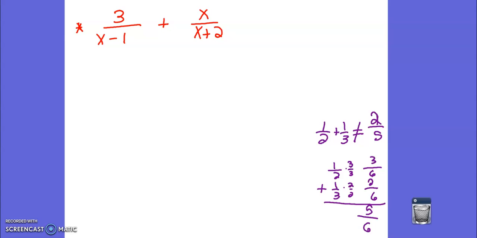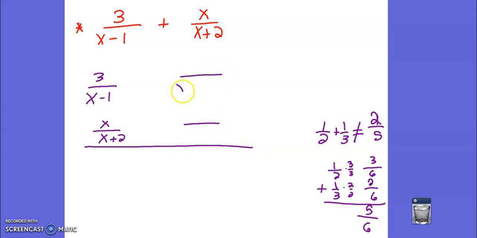Now, on this problem right here, the same thing, the common denominator is, a lot of times we can find it just by multiplying them together.